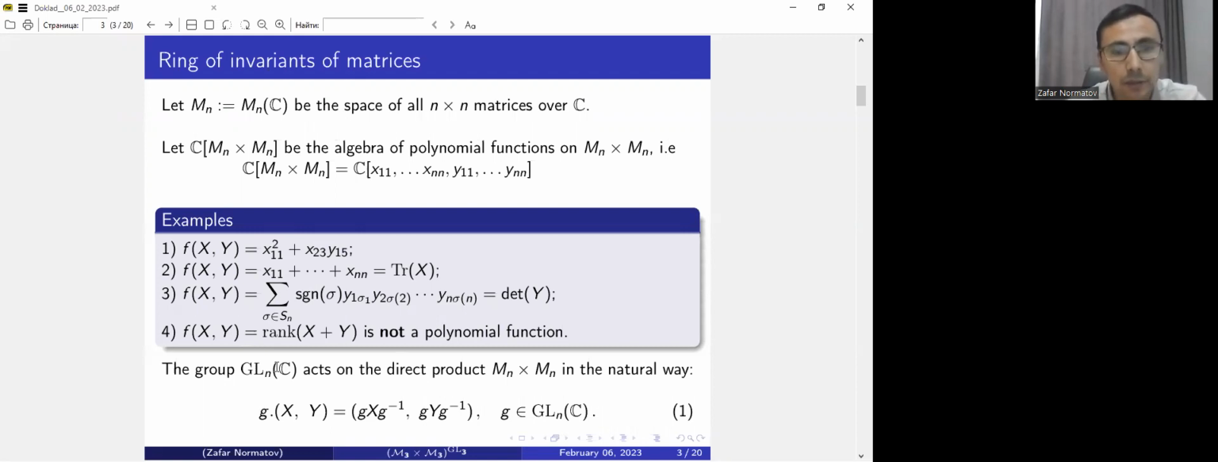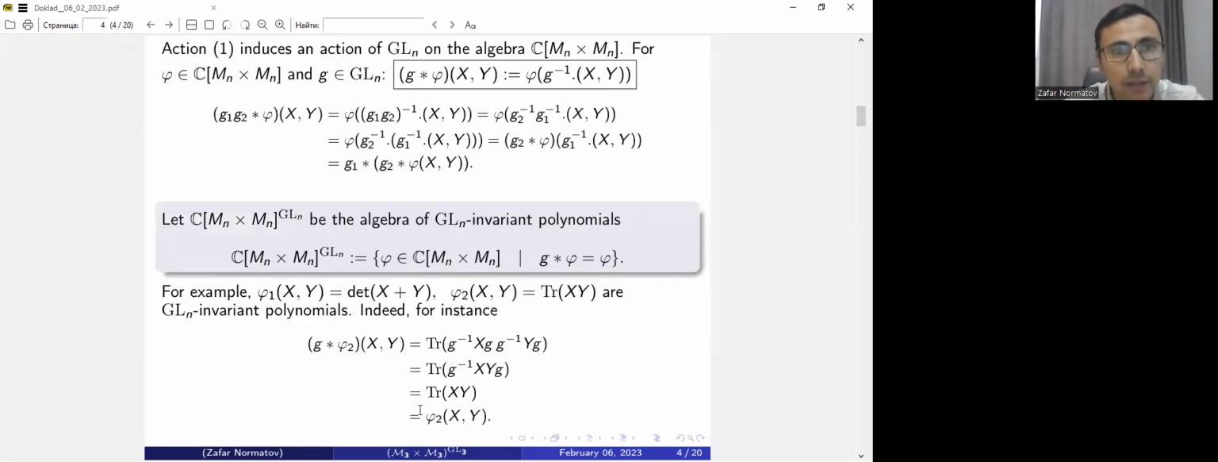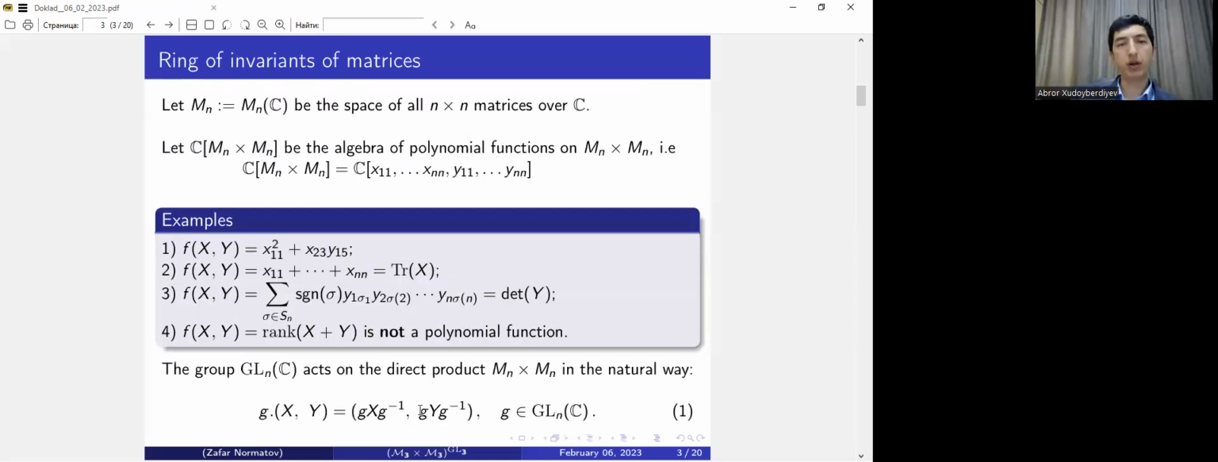The general linear group acts on the direct product by conjugation. And this action defines an action of... Zafar, can you repeat what is a polynomial function? Which one? What is a polynomial function? Polynomial function, you can just think of it as the polynomial. You can think of the polynomial in terms of the 2n square variables. Okay. Understand?